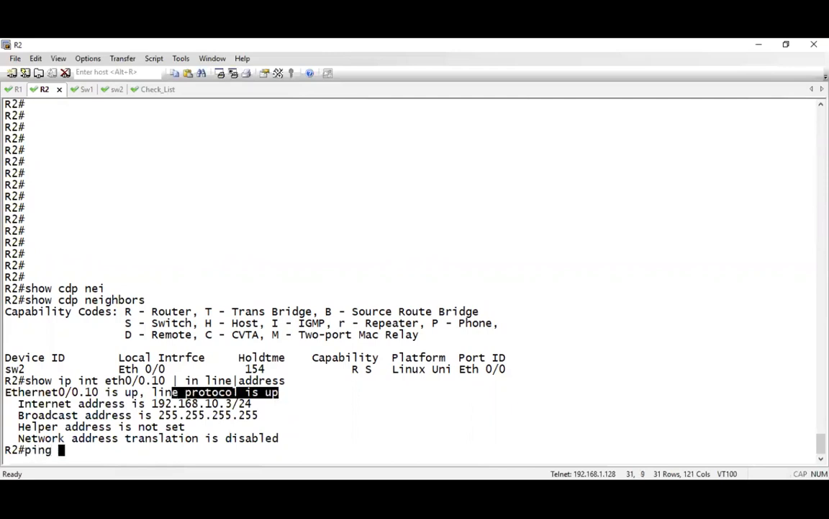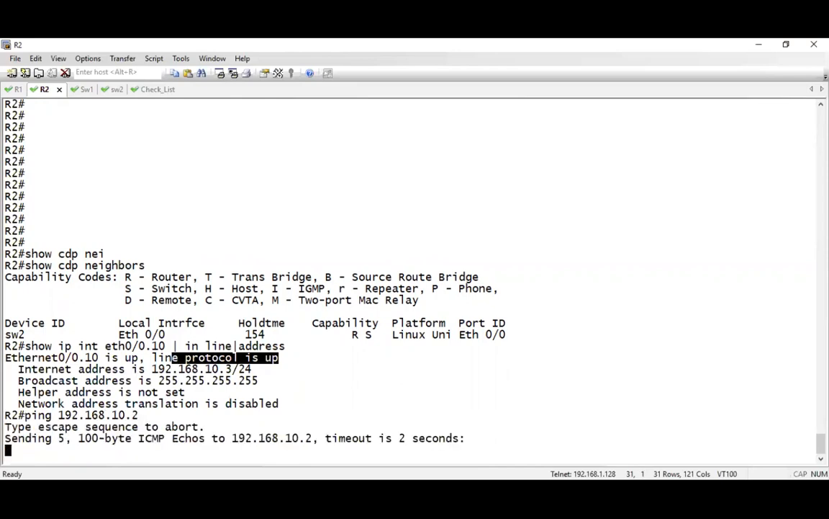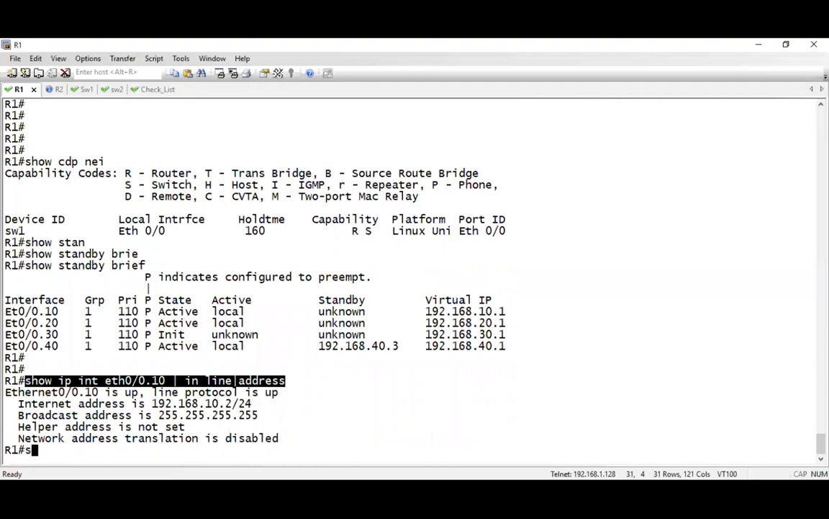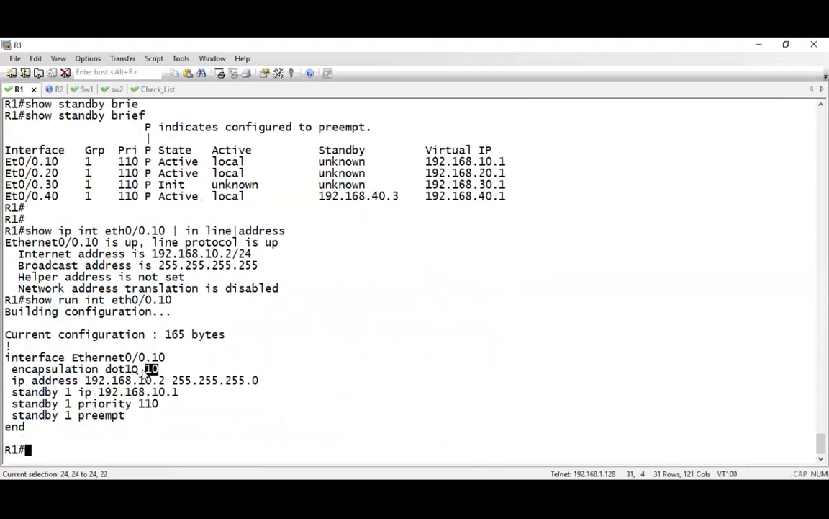Let's do a ping test. You can use 192.168.10.2. We are not able to ping from R2 to R1. Okay, what next? Our checklist says verify L2 VLAN configuration, where you have to make sure that the L2 VLAN is created throughout the path and passed throughout the path. Okay, so for that, let's do show run interface Ethernet 0/0.10. So our VLAN is VLAN 10.